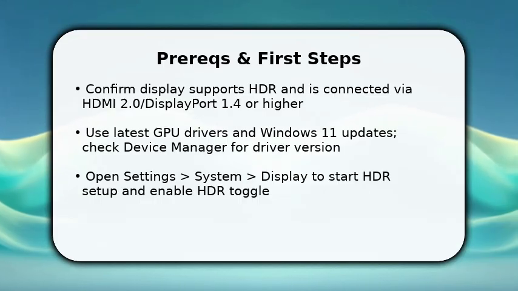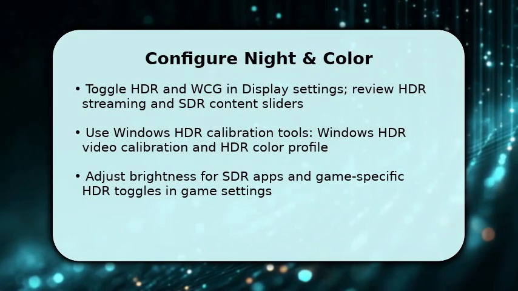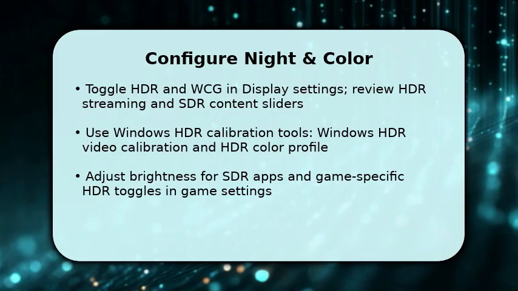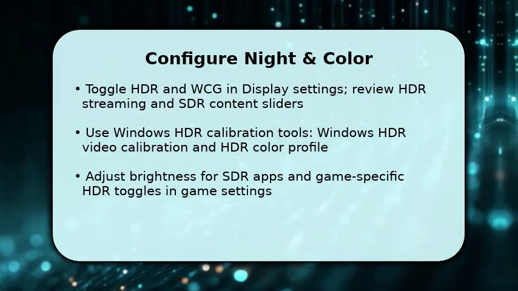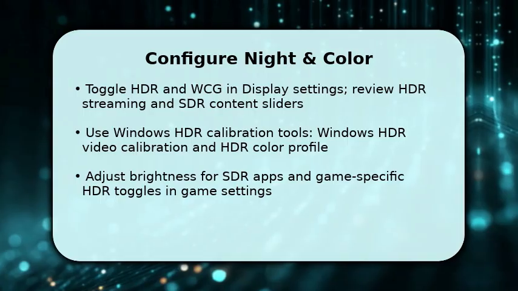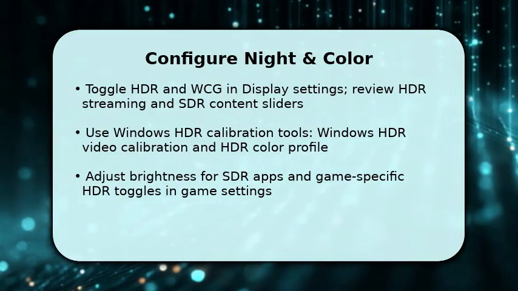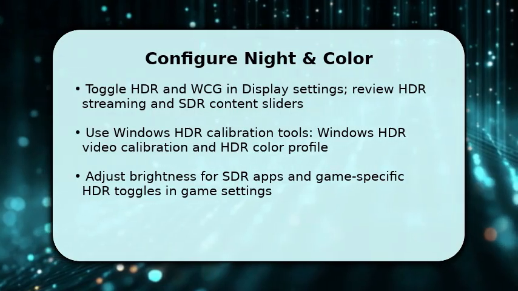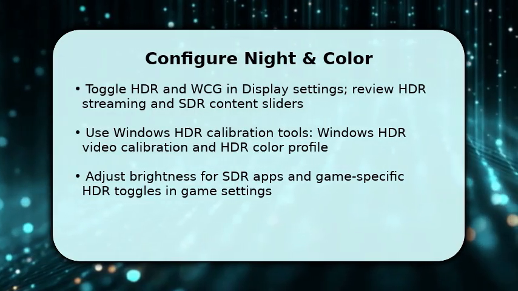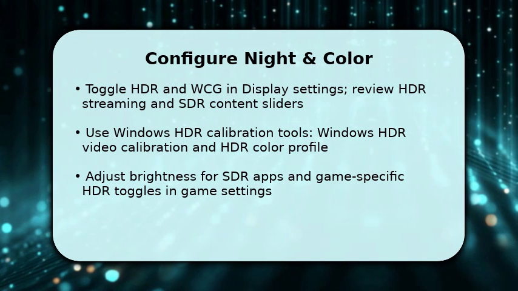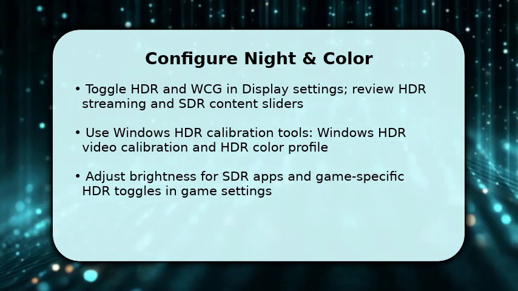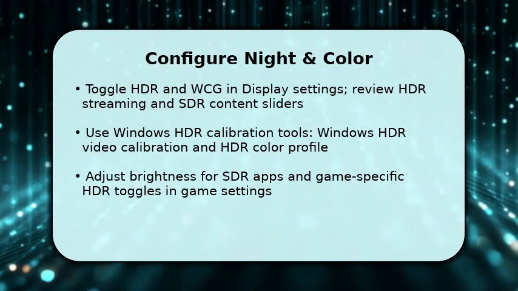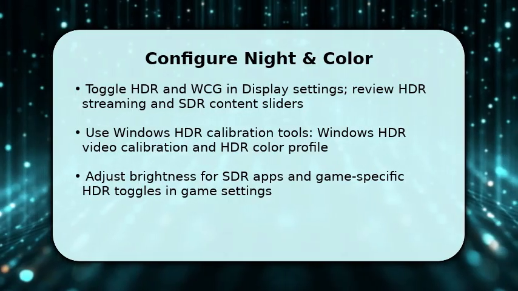Once HDR is enabled, you need to tune how Windows and apps handle content. Enable HDR and wide color gamut toggles, then review HDR streaming and SDR content sliders to set a balanced brightness for non-HDR apps. Use the built-in Windows HDR video calibration tool and select the correct HDR color profile for your display to avoid oversaturation. Also, remember to adjust brightness separately for SDR apps and check in-game HDR settings. Many titles include their own tone mapping controls you should match to system.